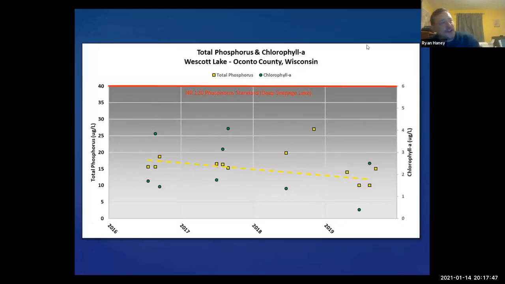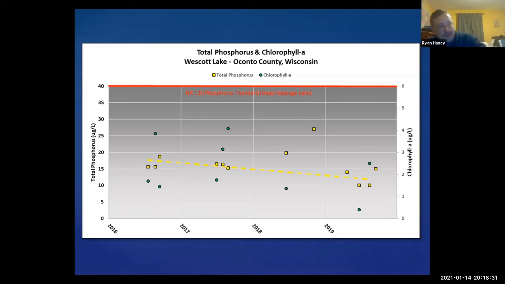So here's phosphorus and chlorophyll, which is a measure of algae in Wescott. And again, I would look at this and say it's an extremely limited data set, just a few years, a handful of samples from each year. But based on that, these concentrations are pretty good. The red line at the top is 40 parts per billion phosphorus. And so for a drainage lake like Wescott, 40 is a threshold where the phosphorus concentrations really start to become a nuisance, become an issue. All of our samples were pretty well below that 40, so that's a good sign.